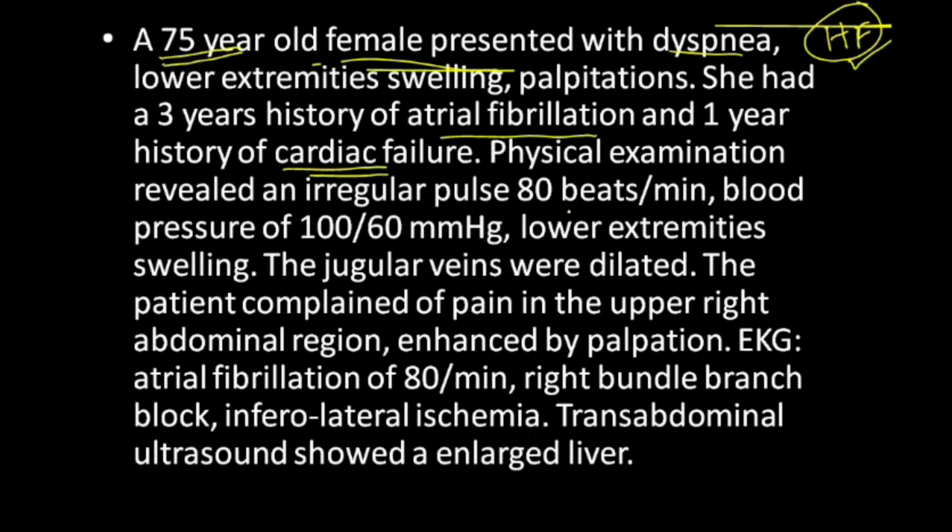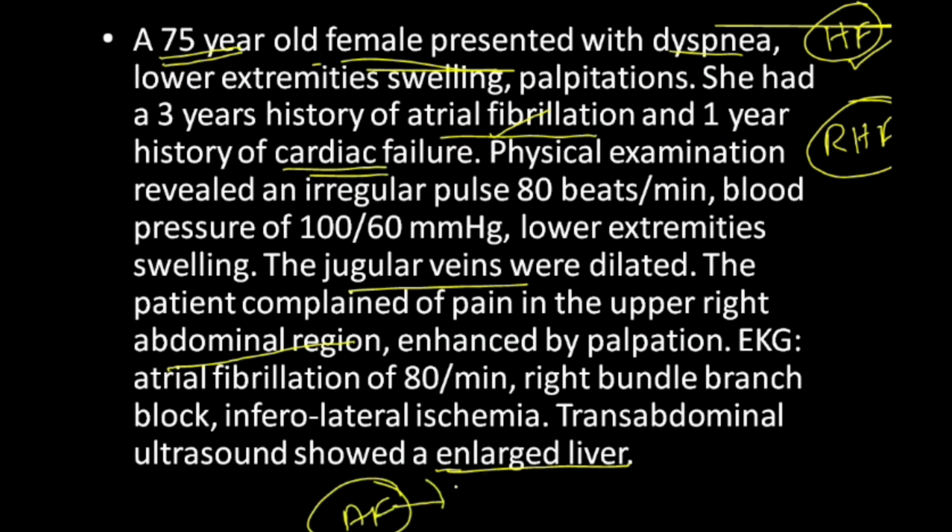Now they have given that she has atrial fibrillation. Next they have given that jugular veins were dilated and that in the abdominal region there is pain, there is tenderness and it is enlarged. So this suggests that the heart failure she is having is a type of right heart failure. Now fine, how should we go about it? Here you see that a woman is having atrial fibrillation and she is developing heart failure.